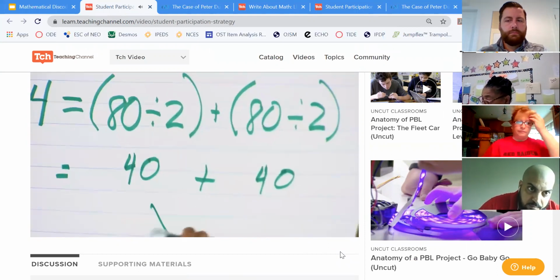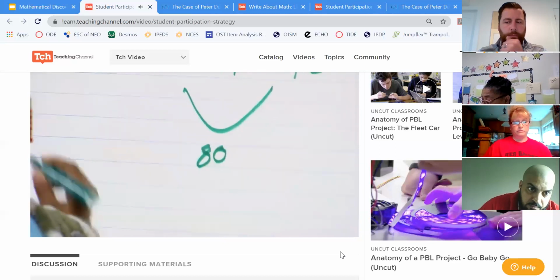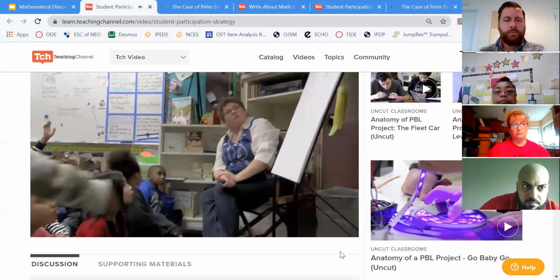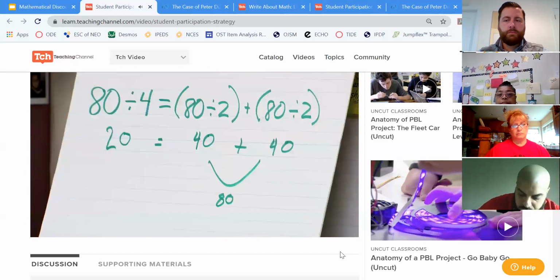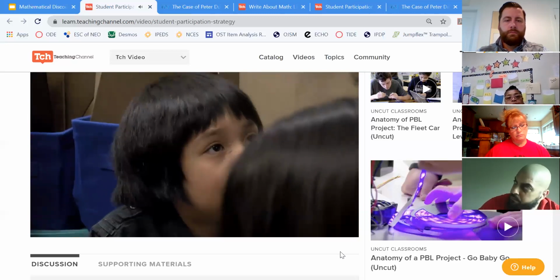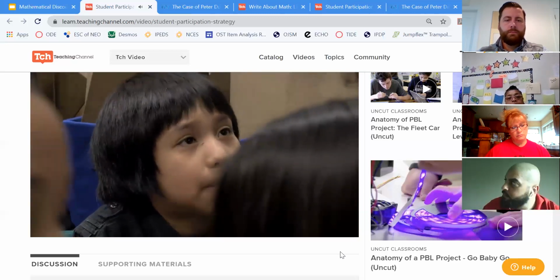That plus that is 80. It's not 20. Can you explain, Romy, what she just did up there? What she said was 80 divided by 4 is not 20, so it's not going to be the same as those two, because when you add them up, it's going to be 80.